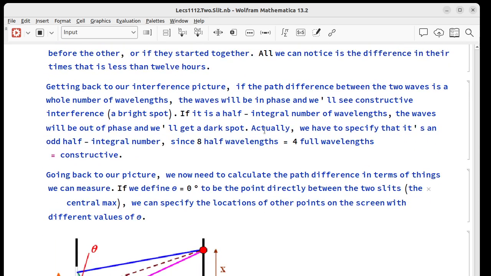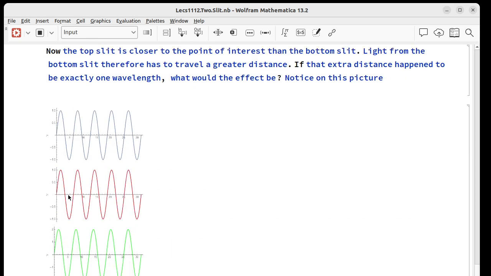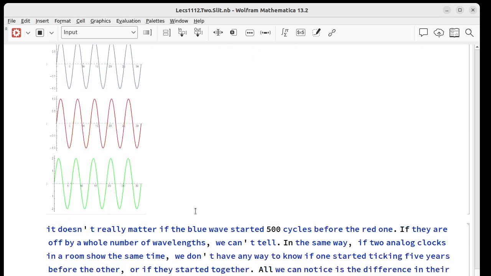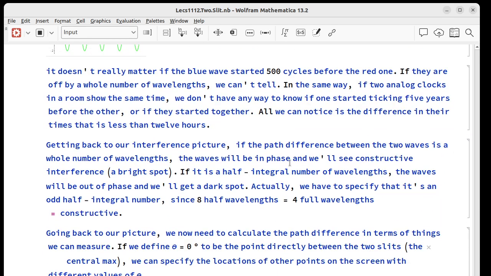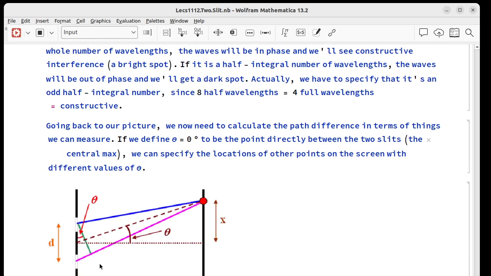So we go back to our interference picture. If this path difference between two waves is a whole number of wavelengths, like this, the waves are in phase, we get a bright spot. On the other hand, if the path difference is a half whole number of wavelengths, a half odd integer of wavelengths, the waves will be out of phase and we'll get a dark spot. So we want to calculate this extra length in terms of things we can measure. We can measure this angle theta easily enough, and we can measure d easily enough.